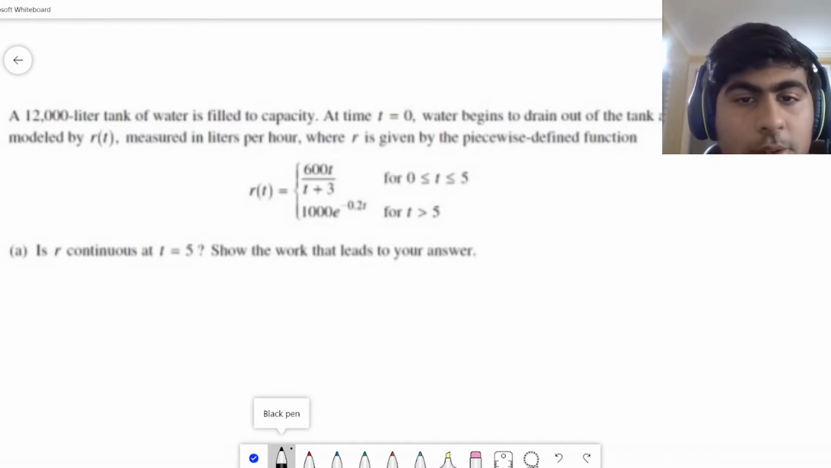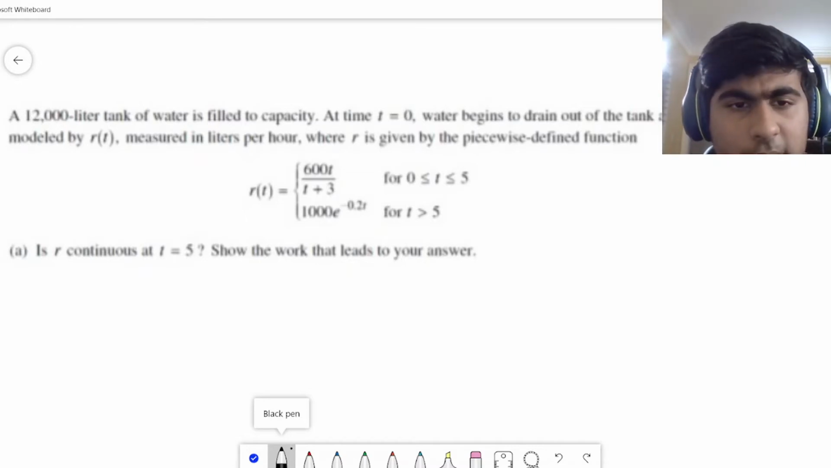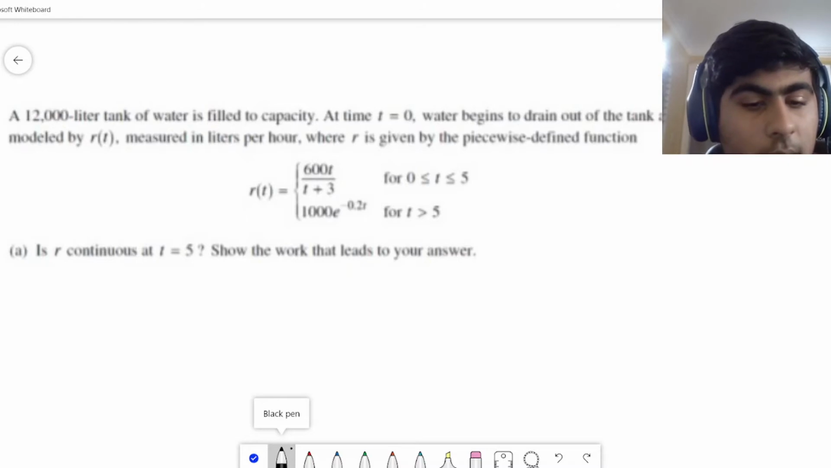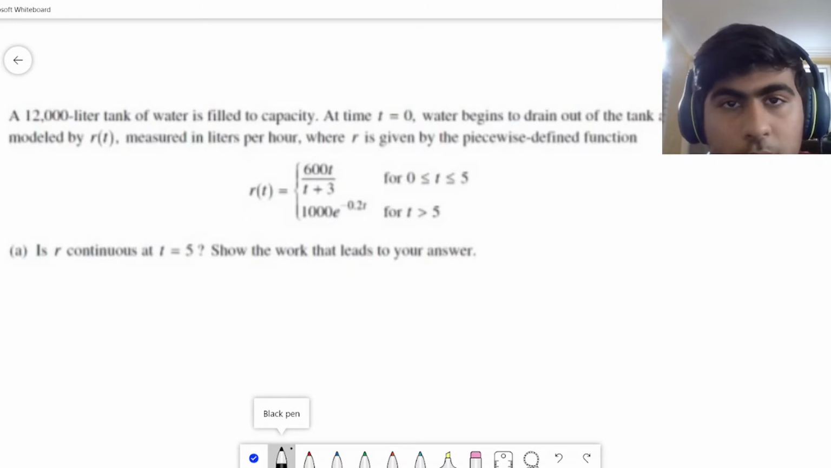Alright, so usually we'd have a calculator in this scenario. It's obviously a calculator active question with a bunch of calculations, but we really don't need to do that right now, because this is not about solving the whole question. This is just about Unit 1, and generally these problems don't require calculators. Now, we're asked if R is continuous at t equals 5.